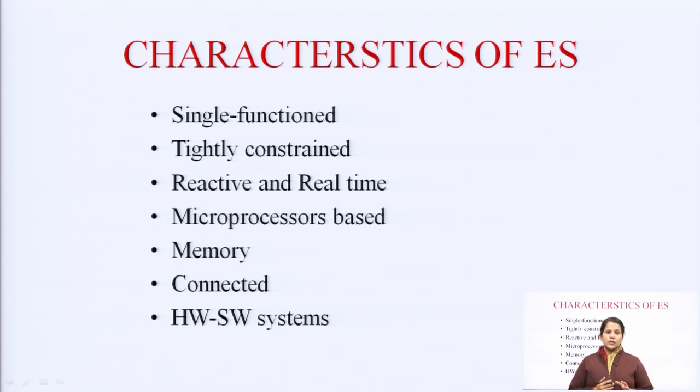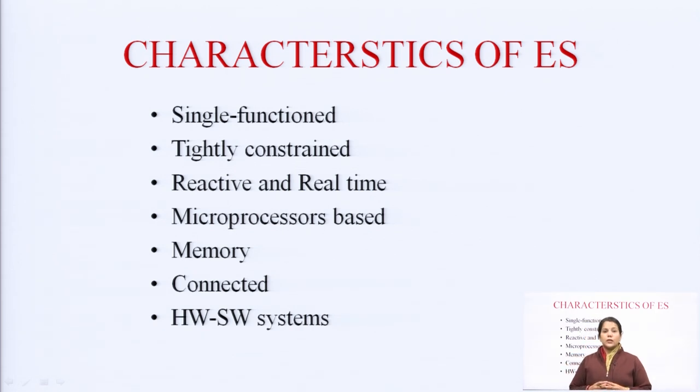Next point is it must be processor based, it can be a microprocessor and it can be a microcontroller also. Next is the memory. Memory is a very important part of any application because whatever data is being converted from digital to analog or analog to digital or any physical quantity is being converted into electrical signals, all these intermediate and the final data are stored in some memory. So, memory is very much required in any embedded system application basically.